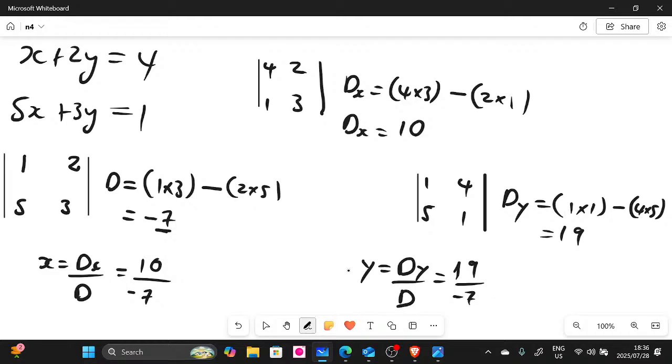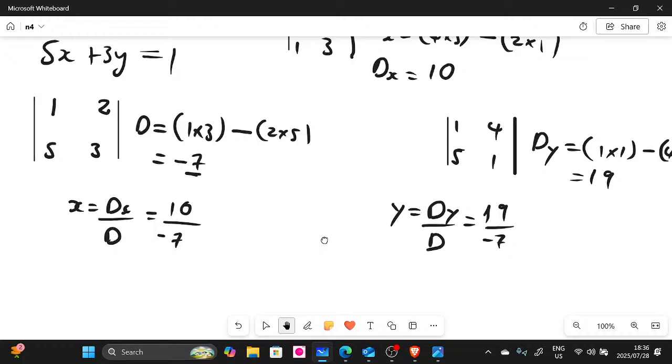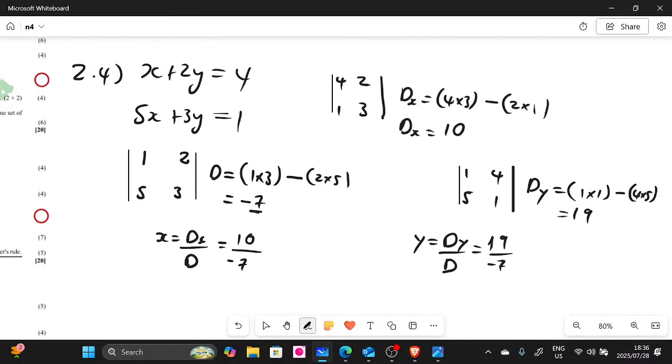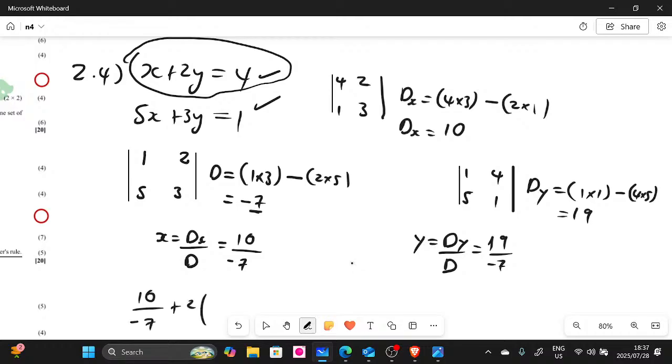So we can check them if they are correct, guys. We can take our x and y and substitute them in any of these formulas. So I'm going to choose the first one there and substitute our x and y. They must give us 4. So x, we said, is 10 over 7, right? Plus multiplied by 19 over -7.